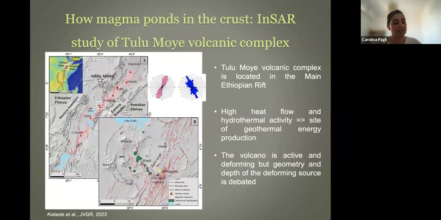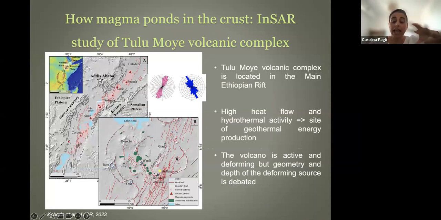And yes, now I'm going to tell you about another example that's quite dear to me, because it's the Tulumoyo volcanic complex. And it's one of the first times I studied a geothermal area. Now, it's not in the ICTP-EAIFR region. This is in the main Ethiopian rift. So we're going further south.